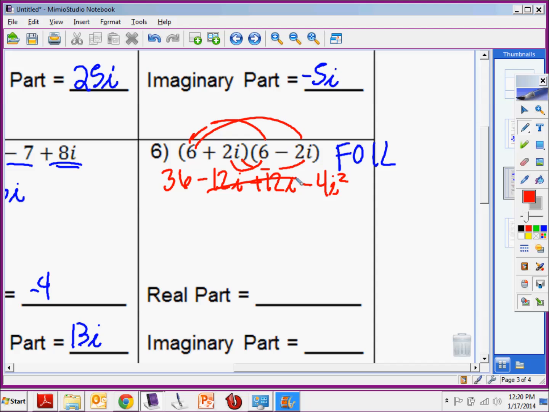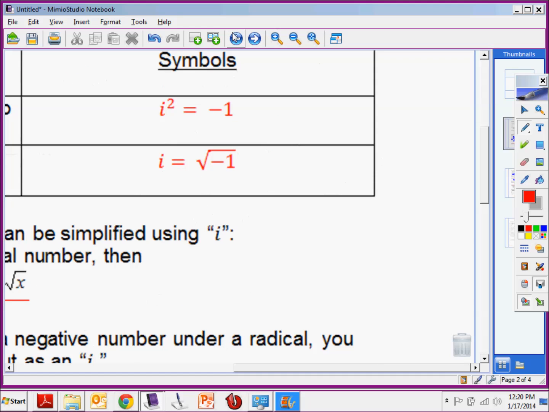Alright, what does i squared mean? 2i means 2 i's, right? So 4i squared. What does i squared mean? Negative 1. What does i squared equal? Negative 1. So when we see i squared, we plug in a negative 1.